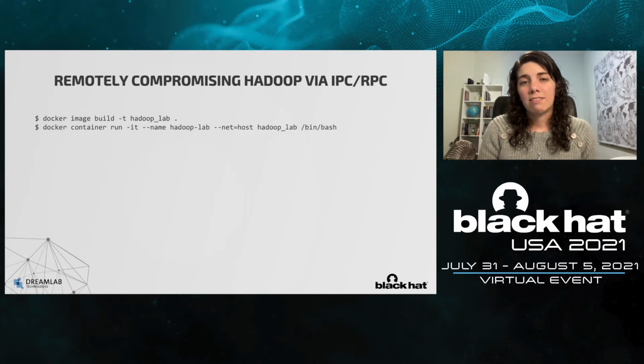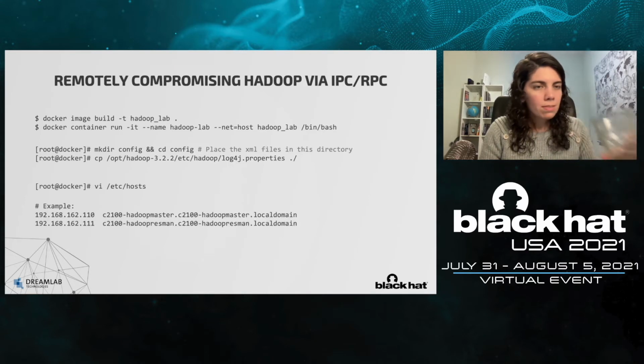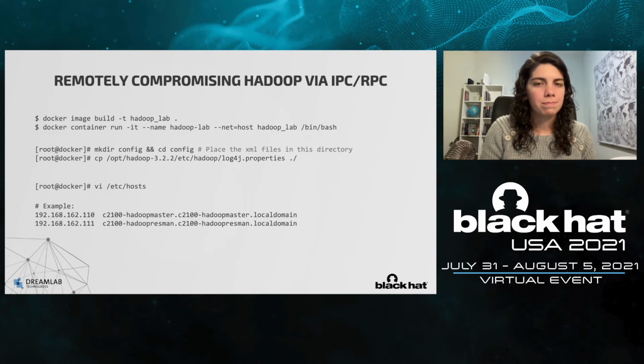So let's run it and get a shell inside it. And we can create a config directory to place the XML files we have crafted before. And you also need to copy the log4j.properties files. Another thing I did was to edit the hosts file to directly resolve these name node DNS names. You can use the IP addresses in the XML files, but I had better results doing this.